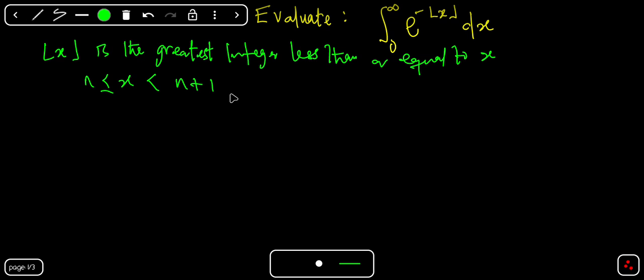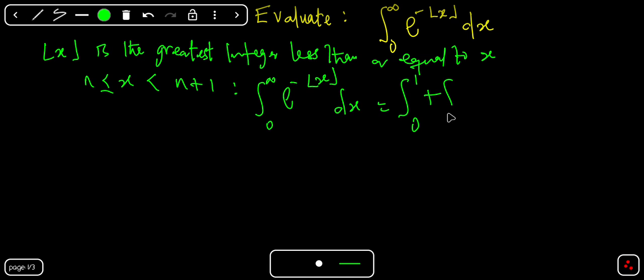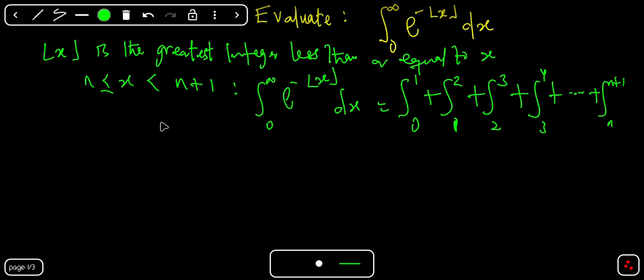Are we together? Now, if you want to solve this integral, we are going to have the integral from 0 to infinity of e raised to the power of negative floor function of x dx. So this will be equal to the integral from 0 to 1 plus the integral from 1 to 2 plus the integral from 2 to 3 plus the integral from 3 to 4 plus dot dot dot, plus the integral from n to n plus 1 according to this definition. We are applying this definition, and we are going to let this floor function of x be a constant when we are integrating.